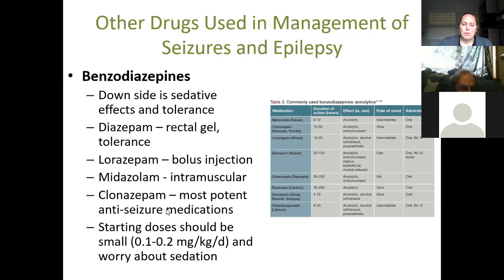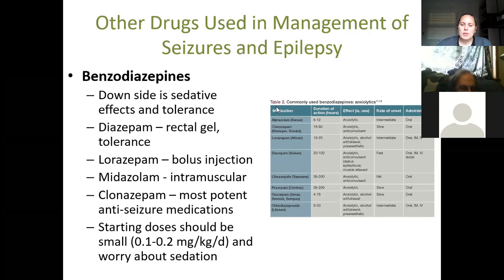This is going to be one of the most potent anti-seizure medications. You can see that the starting dosages for these are relatively small, and then are slowly ramped up if necessary over time. Again, because the main effect that you're concerned about here is going to be the sedative effects.